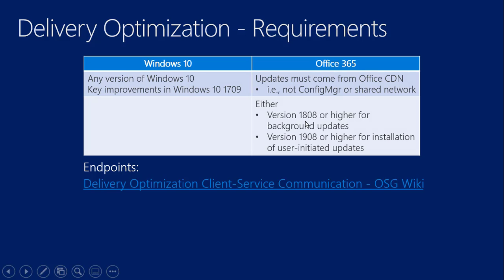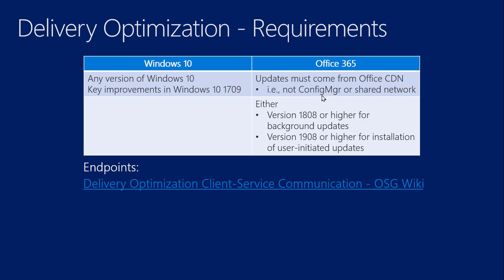Okay, so what are the requirements of setting up delivery optimization? Well, there's just a few, because like I mentioned, it's already included in all Windows 10 versions. So any version of Windows 10, you can use delivery optimization. There are some very definite key improvements in Windows 10 1709. You can also use this with Office.